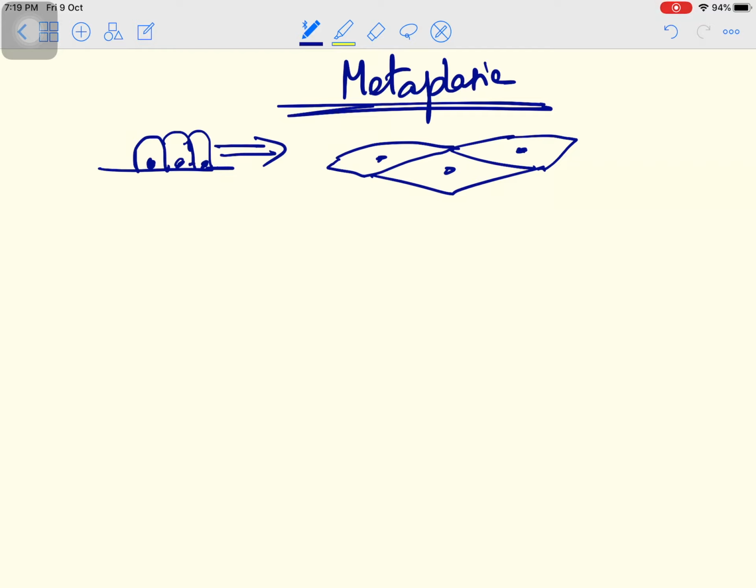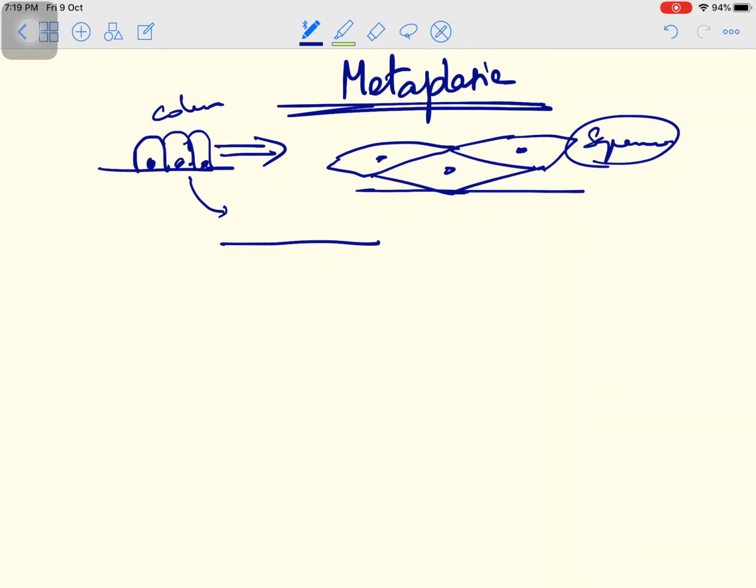So this cell does not change to this. This cell will be replaced by this cell. One differentiated cell type, here columnar, is replaced by another differentiated cell type, here squamous. So one differentiated cell getting replaced by another differentiated cell is called metaplasia. Remember, it is not the same cell that is transforming, but the cell will be removed, and in place of that cell another cell will come.